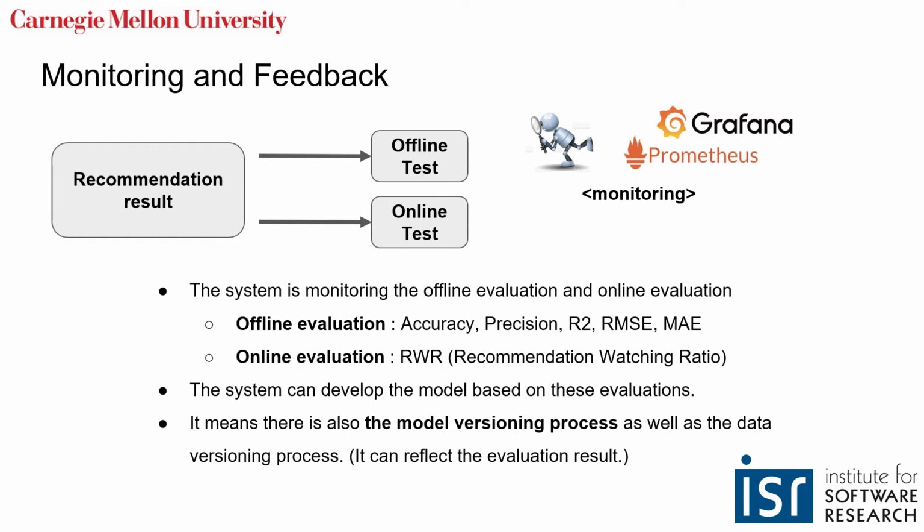The system is monitoring the offline evaluation and online evaluation. For the offline evaluation, accuracy, precision, R2, RMSE, and MAE are measured. For the online evaluation, the recommendation watching ratio, which indicates how many times the user has watched the movie since the time when the recommendation was made to the user.